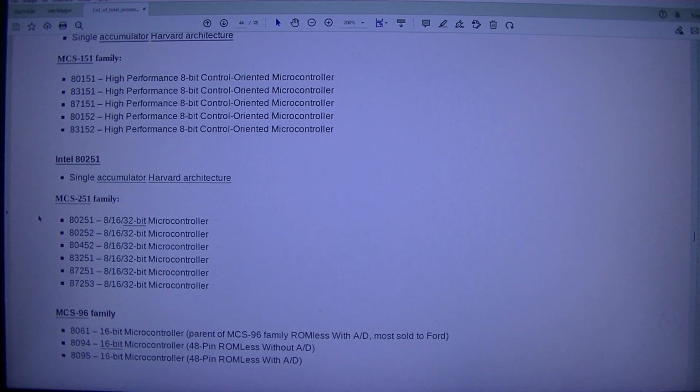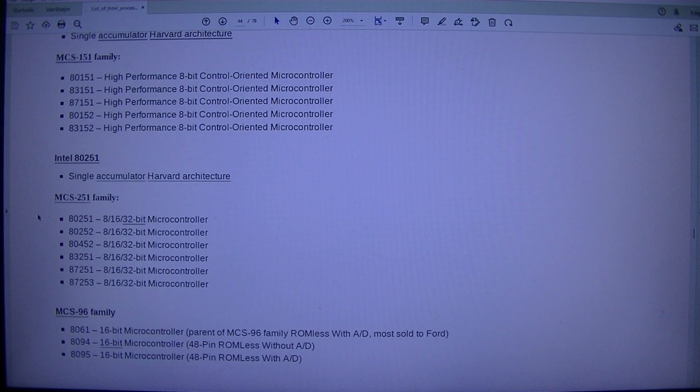80452 8/16/32-bit microcontroller. 83251 8/16/32-bit microcontroller. 87251 8/16/32-bit microcontroller. 87253 8/16/32-bit microcontroller. MCS 96 family.